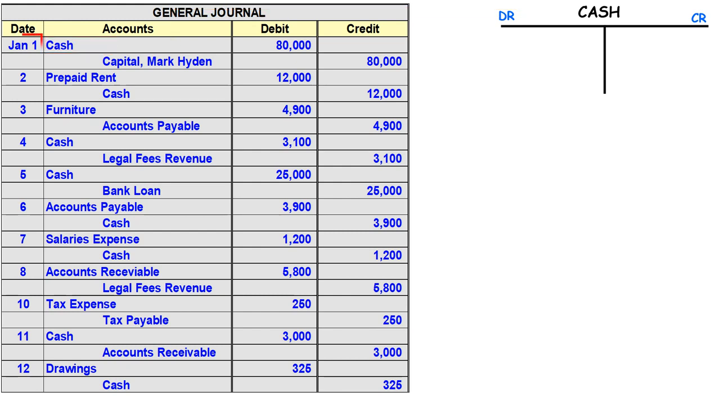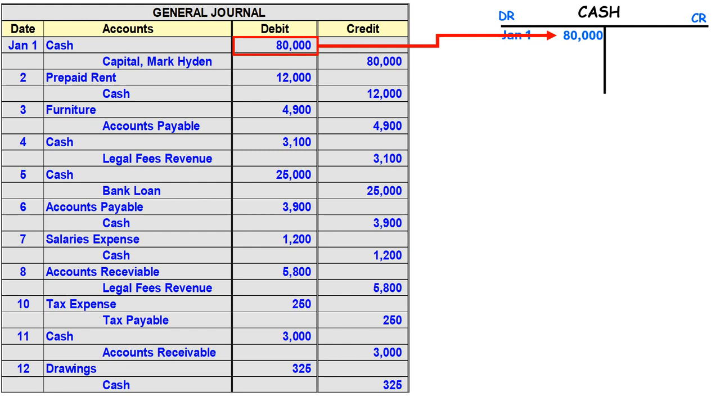Then we look at the date and copy that on the debit side. Since we are looking at the debit line of the journal entry, the information from here will go on to the debit side of the T account. So we copy the date on the debit side also. And lastly, we copy the amount on the debit side as well. Essentially, you are copying the journal entry onto a T account.